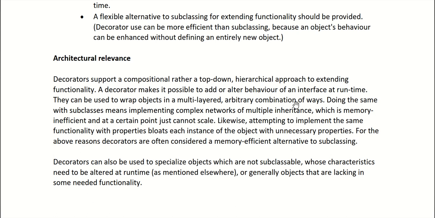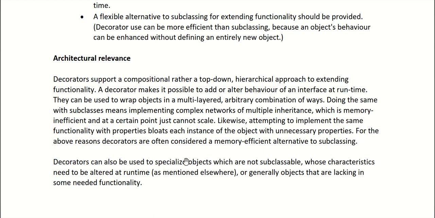See, the same thing we can achieve through subclassing, that's using inheritance. But where we will end up is with subclasses implementing complex networks of multiple inheritance, which is memory inefficient, and at a certain point it just cannot be scaled. I think we would have seen this multiple times, right? We create a hierarchy of classes, we keep on inheriting from the base class, we provide additional functionality, but we end up with a lot of subclasses, and sometimes it becomes very difficult to scale.